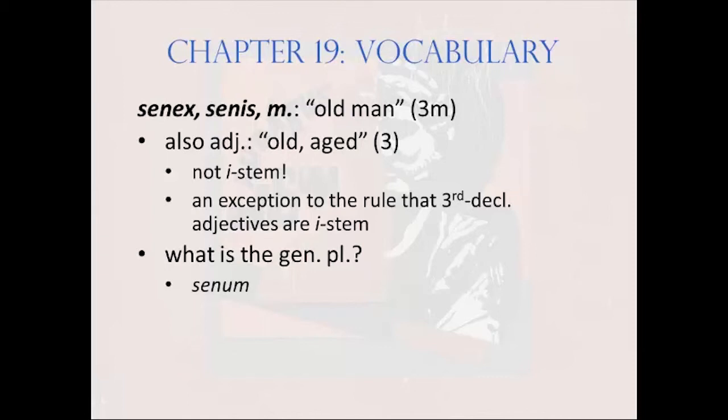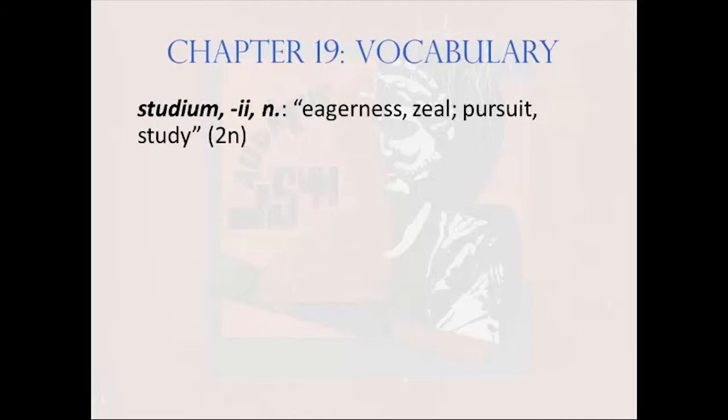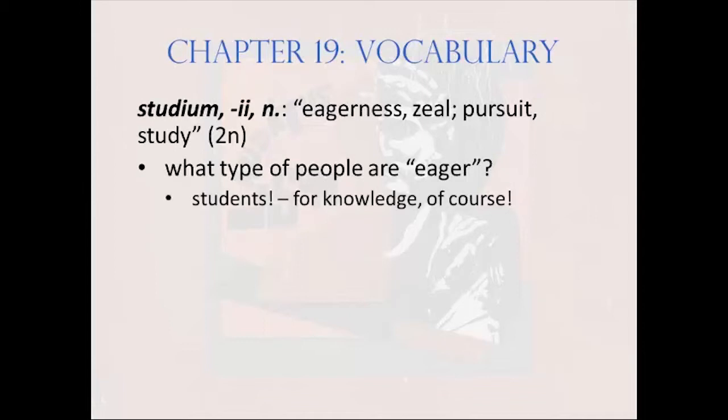Good. Senum. No I. The next word is studium studii neuter, meaning eagerness, zeal, pursuit, or study. It's a second declension neuter noun. What type of people are eager? Think of an English derivative. No, not studs. Students, for knowledge, of course.